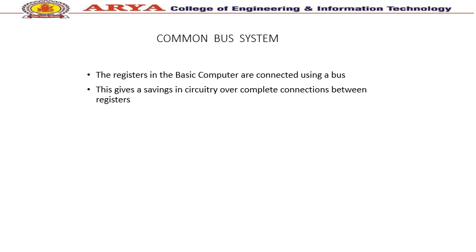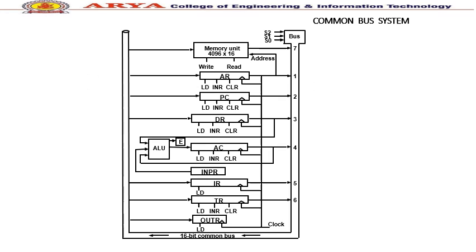Common bus system: the registers in the basic computer are connected using a bus. This gives a saving in circuitry over complete connection between registers. This is the diagram of the common bus system. There are the memory unit, address register, program counter, DR, accumulator, input register, output register, instruction register, temporary register. They are connected through the 16-bit common bus.